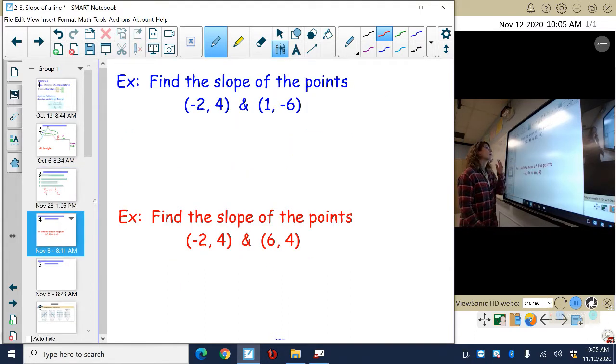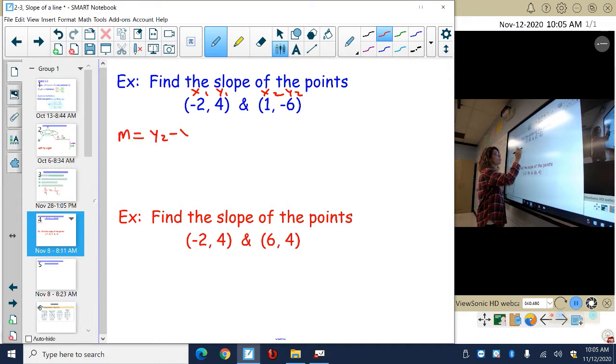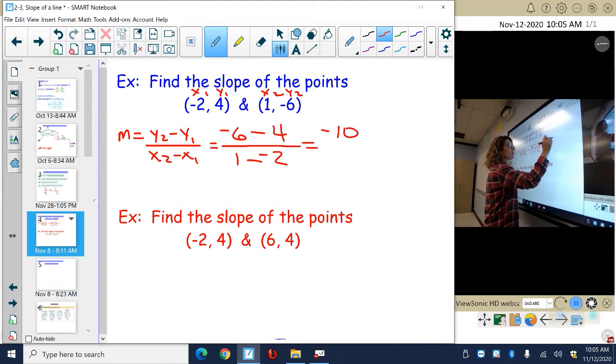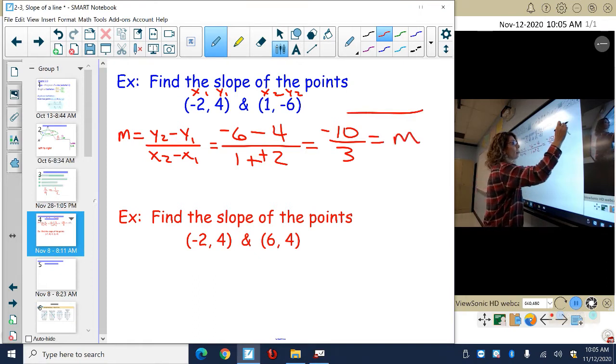So important. Okay? So here we go. Step 1. Label your points. x1, y1, x2, y2. Step 2. Write your formula. y2 minus y1 over x2 minus x1. And then step 3, plug and chug. y2 is -6 minus y1, which is 4, all over x2, which is 1, minus x1, which is -2. -6 minus 4 is -10. Double negative is a positive 3. Can I reduce -10/3? The answer to that is no, I cannot.